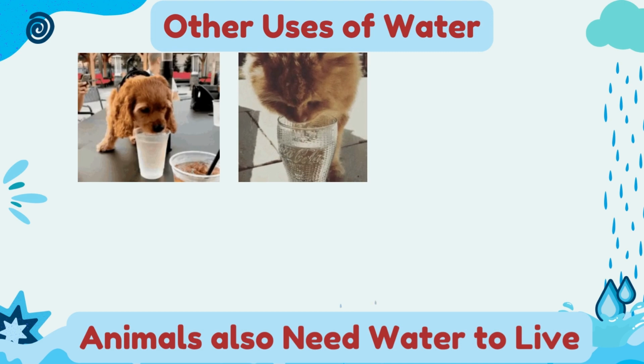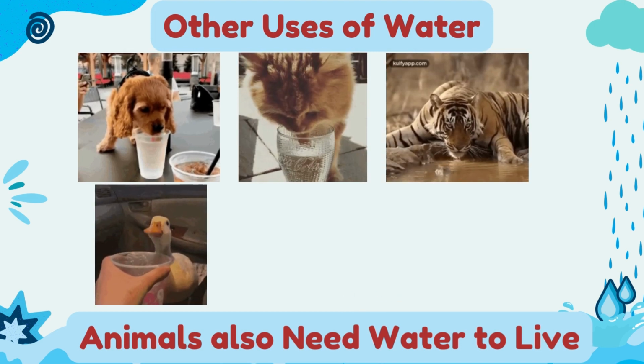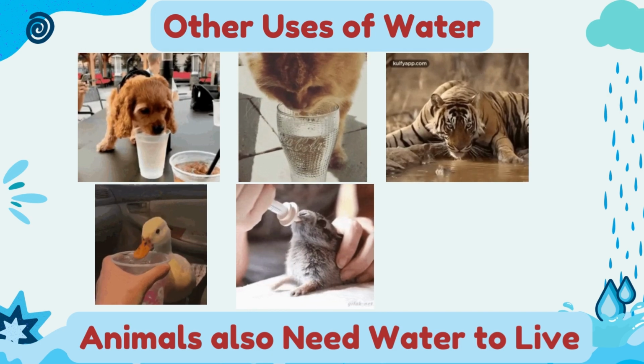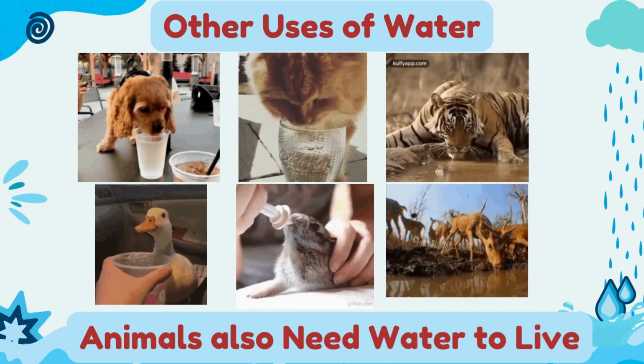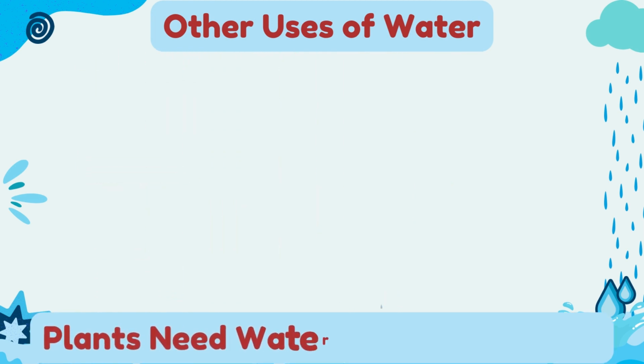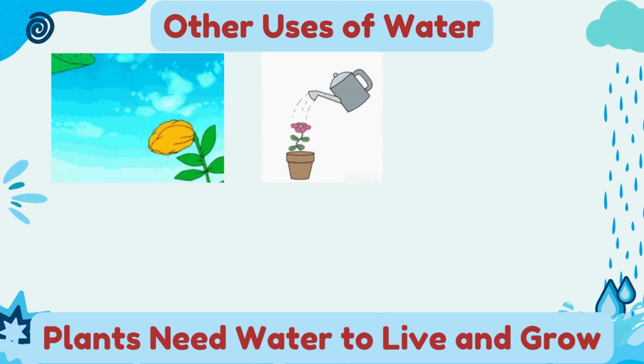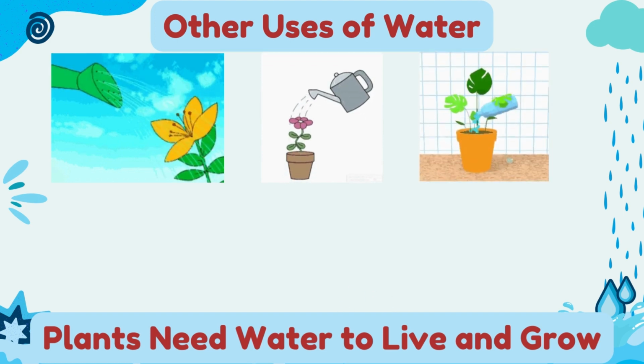Animals also need water to live. They drink water. Plants need water to live and grow, as water is very essential for plants to grow.